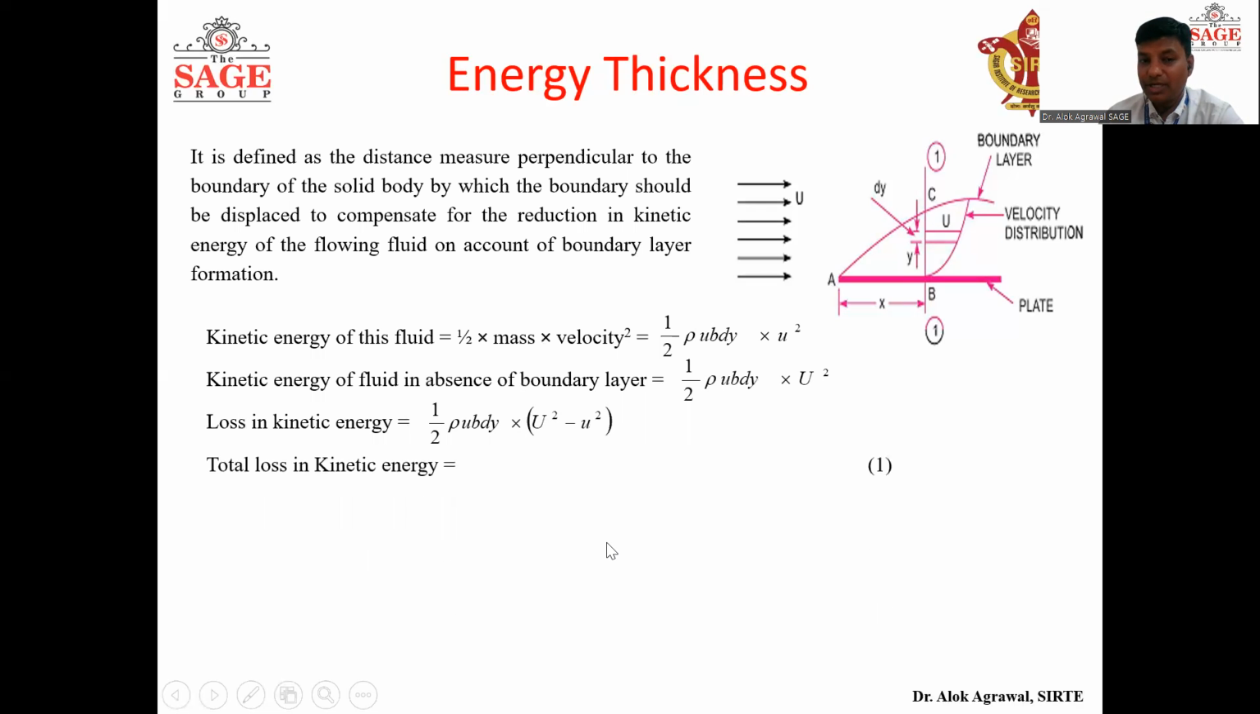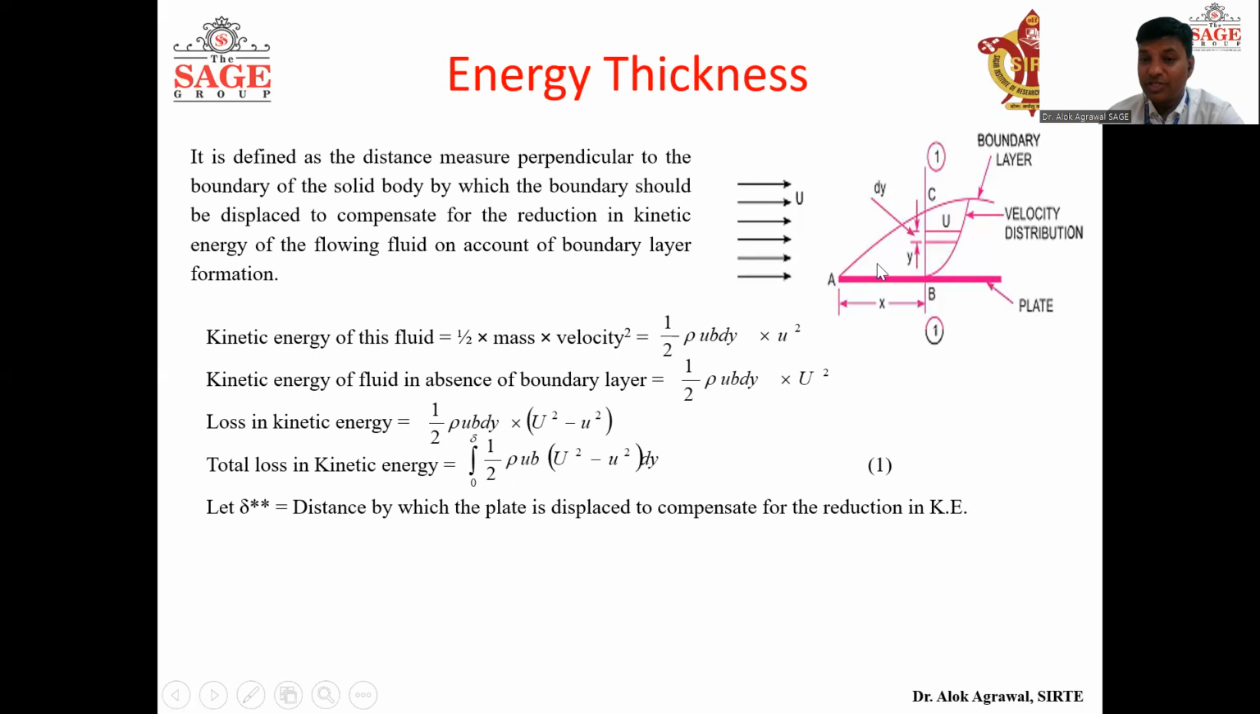Now again, the same thing: the total loss of kinetic energy will be the integration from 0 to delta of half rho u b (capital U square minus small u square) dy. This loss is through the strip only. So to calculate the complete loss, we have to integrate this from 0 to delta. So the total loss in kinetic energy will be the integration from 0 to delta of half rho u b (capital U square minus small u square) dy. Now again we have to equate this with what?